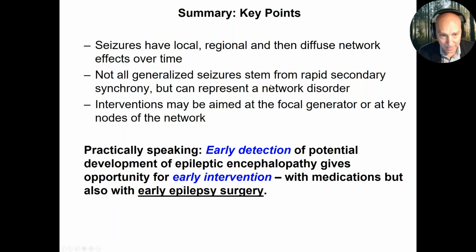But again, seizures have local, regional, and eventually diffuse network effects, and not all of that is just from synchrony. It is from these seizures basically tapping into healthy existing networks that you and I also have, resulting in a network disorder. And the interventions more and more are not only focused at the focal generator, if we can find out where it is, but also at key nodes of the network.